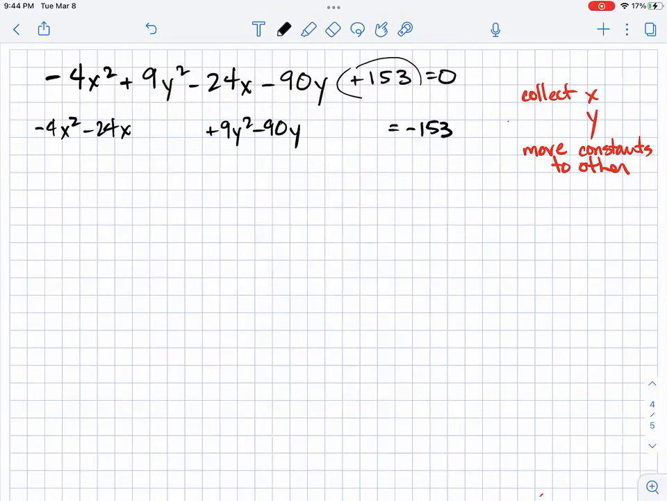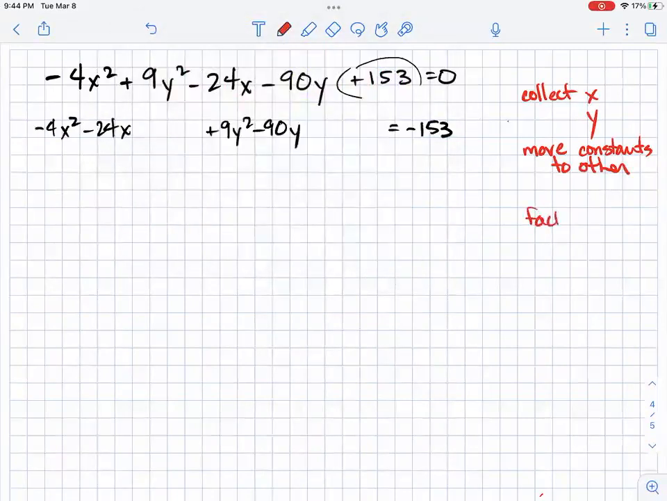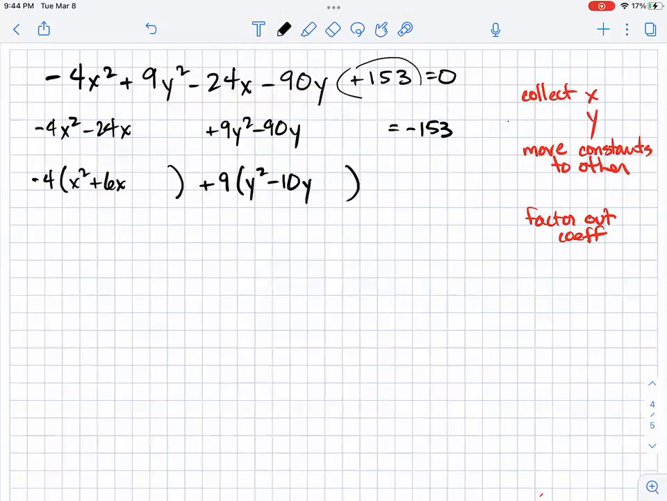Before we can use completing the square, we need to get the coefficients away from the squared terms. So we are going to factor out those coefficients. So that means we'll pull out the negative 4, leaving us with an x squared plus 6x. I'm going to leave a space so we can complete the square in a minute. We can factor out the 9 from the y's, leaving us with a y squared minus 10y. And again, leaving the space. We haven't done anything to the other side yet, so we're just going to bring it down.